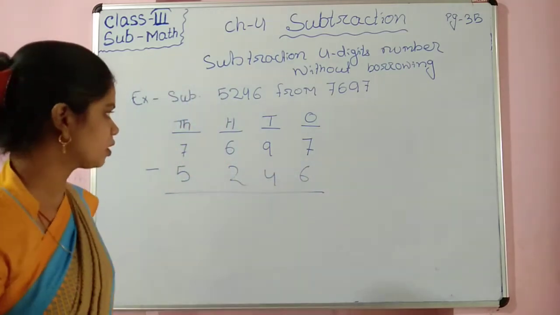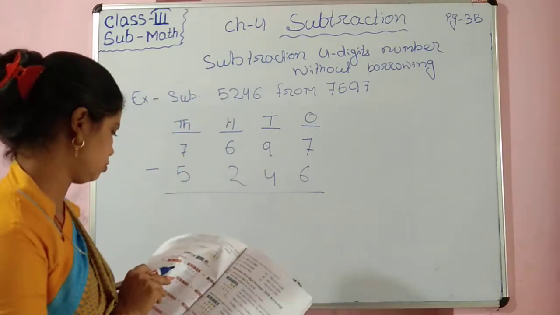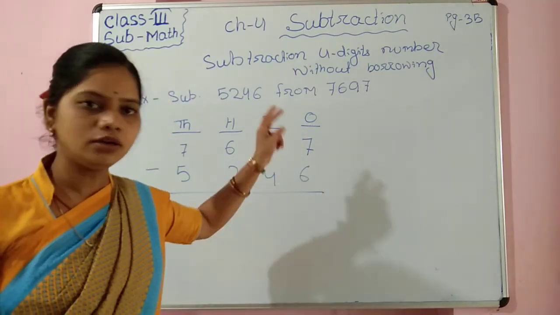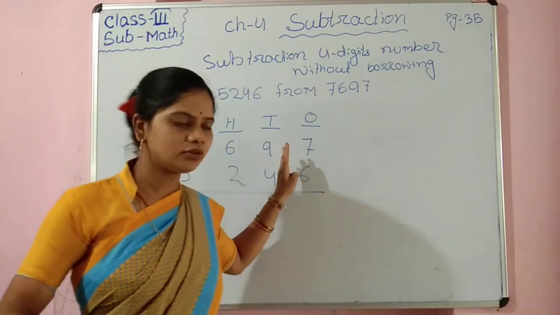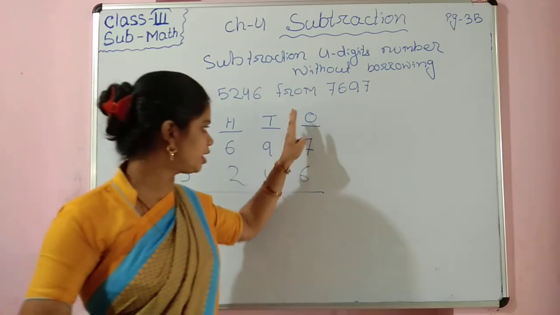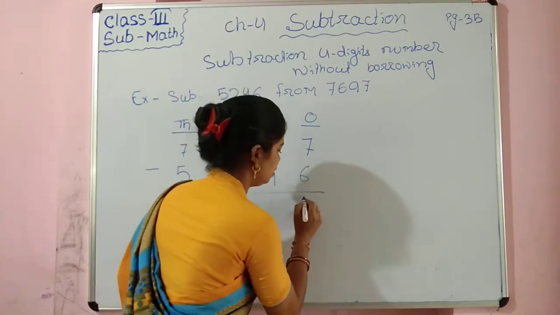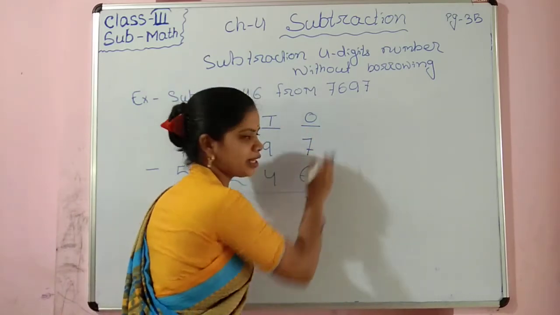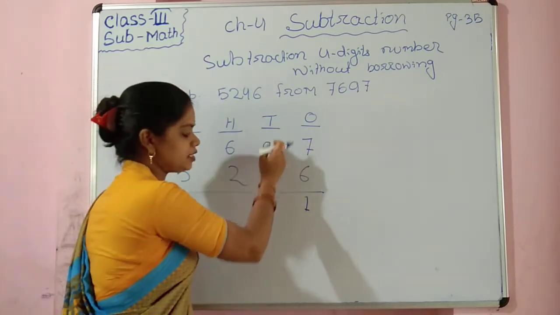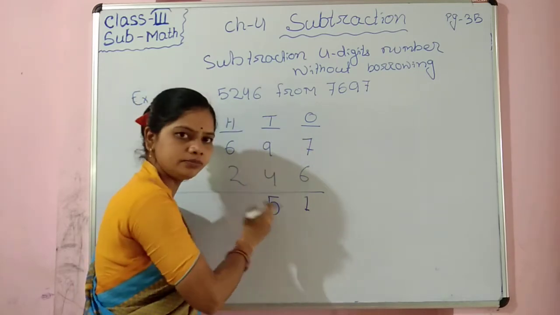Look, first we subtract the digits of the ones place. 7 ones minus 6 ones is 1 one. Write 1 in the ones column. Then tens place: 9 tens minus 4 tens is 5 tens. Write 5 in the tens column.